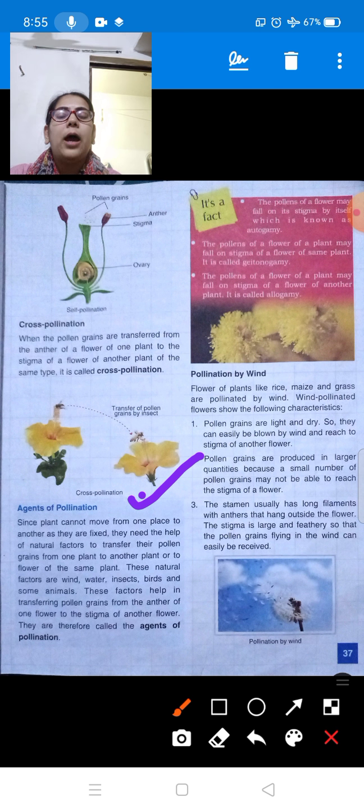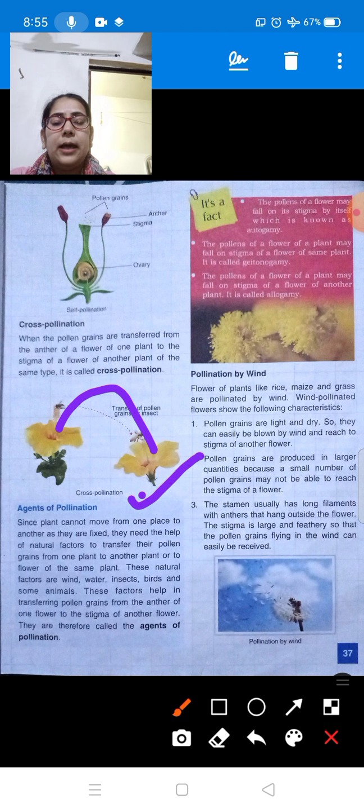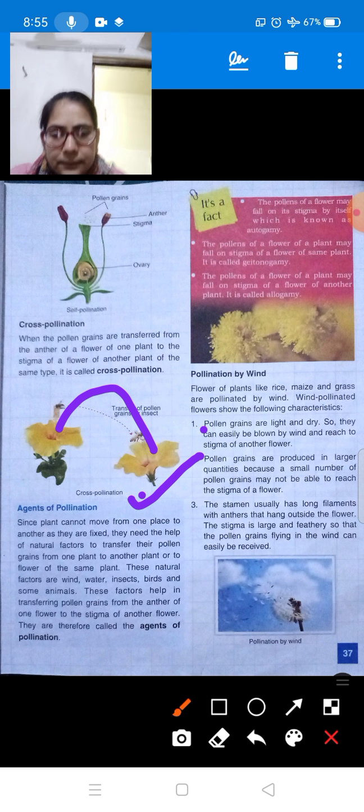Students, how will pollination take place? Plants cannot move from one place to another, then how will these pollen grains reach the stigma of the same flower or another plant? How will it take place? For pollination, the help of some natural factors is necessary. Plants need the help of some natural factors. Let's read here.